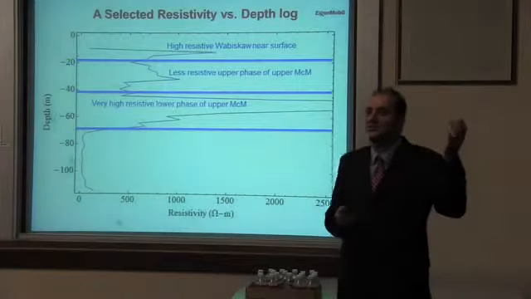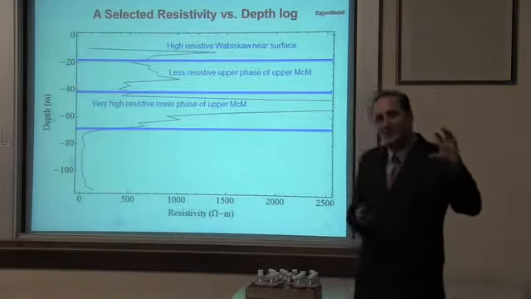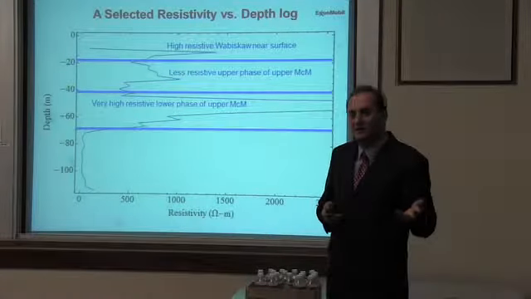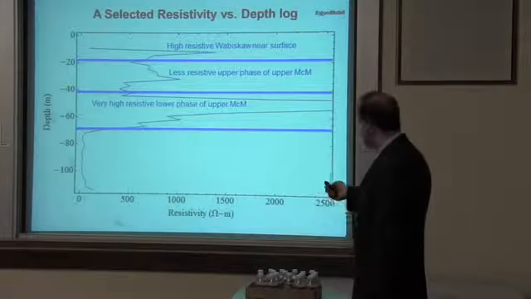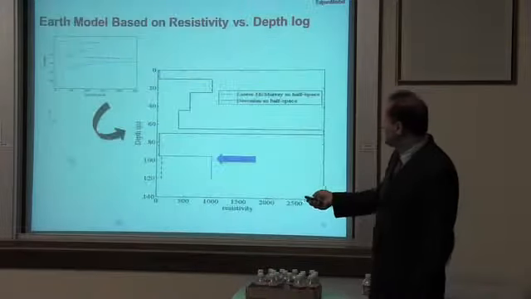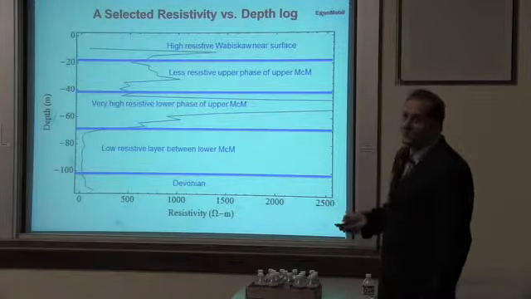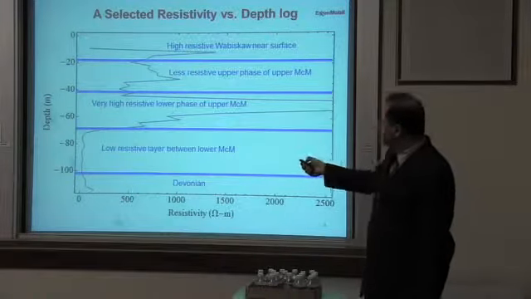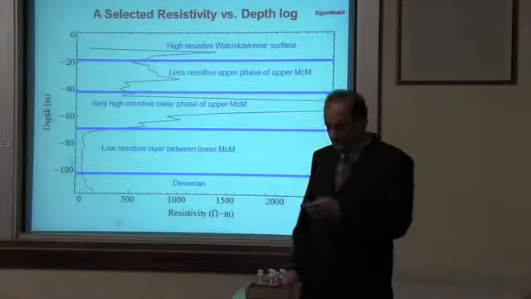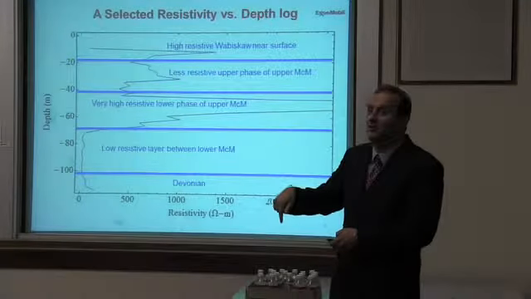Just to remind you, we said that the lower phase of the Upper McMurray is the main host of the bitumen, so it is hydrocarbon, and I expect a higher resistivity in this region. Below that is the Lower McMurray. And this is the drilled well; we assume this is the top of the Devonian. They're not going below that.